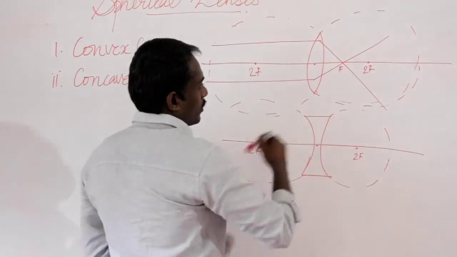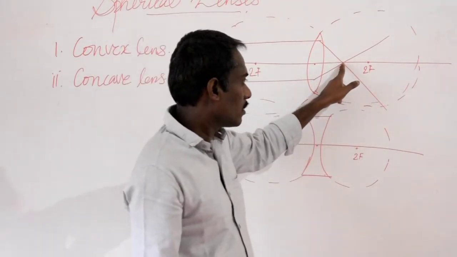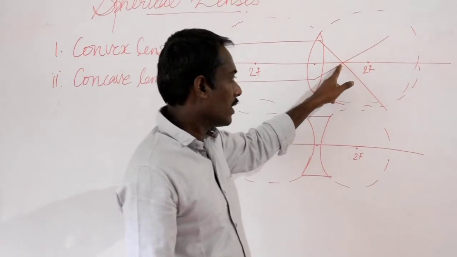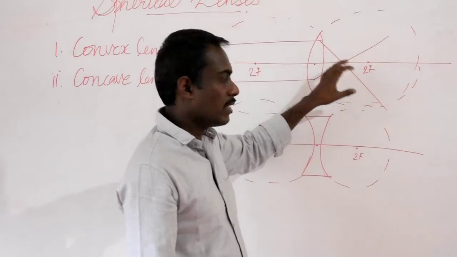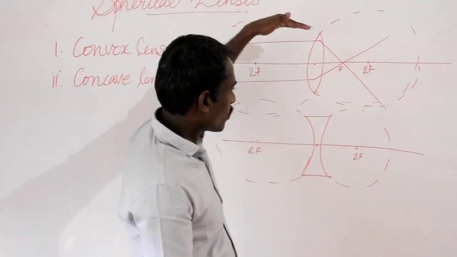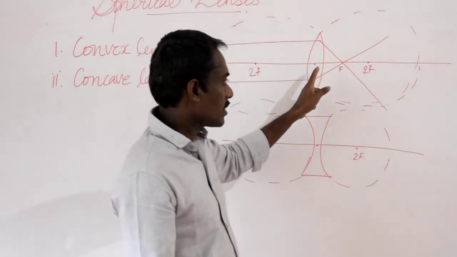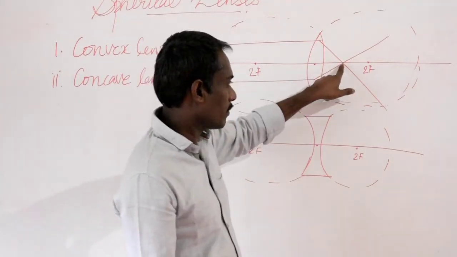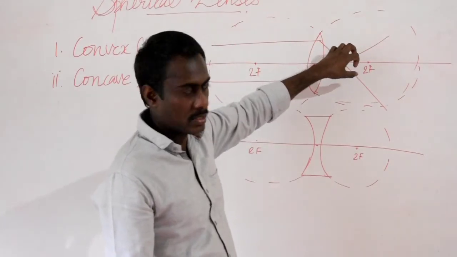The point F is the principal focus on the principal axis. Any ray of light that falls on this lens parallel to the principal axis focuses on this point F, or converges at this point on the principal axis.